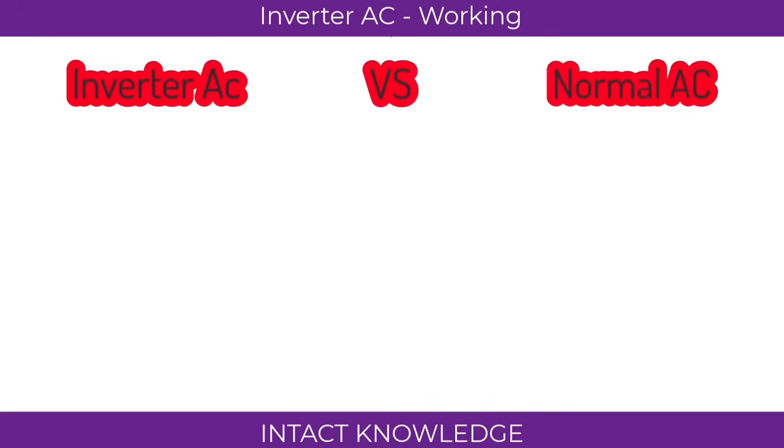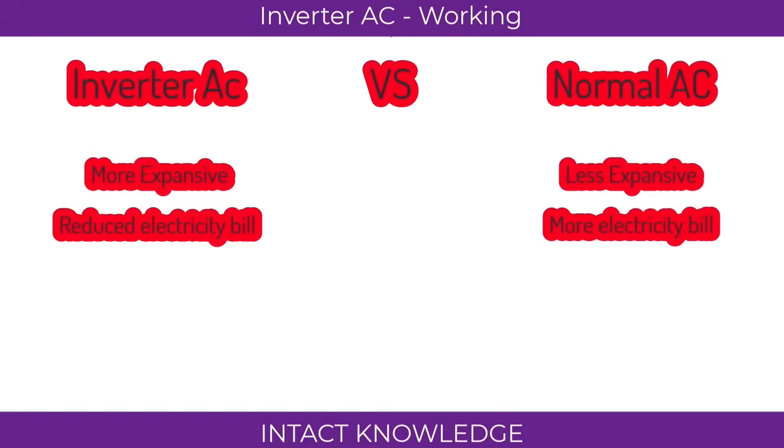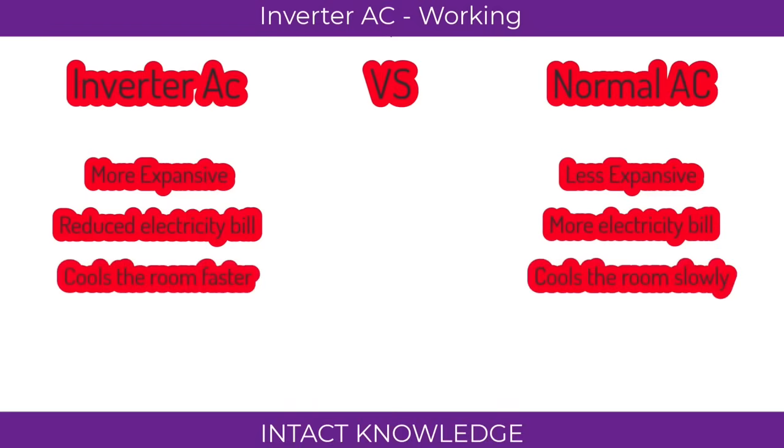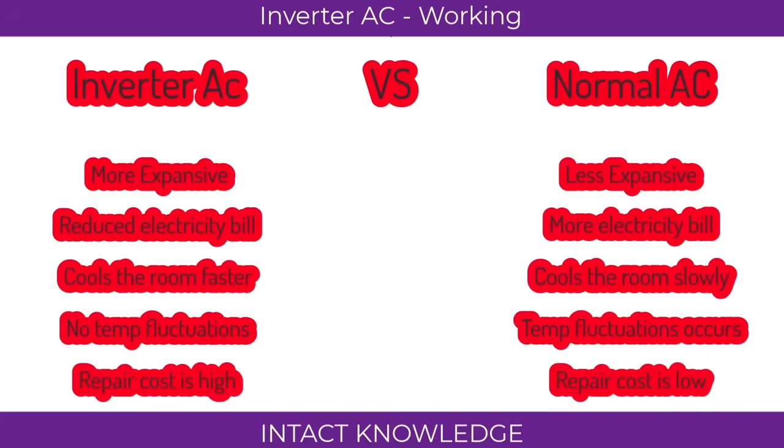Now, let's know the difference between normal AC and inverter AC. Inverter AC is more expensive than normal AC. The electricity bill can be reduced by up to 40% in inverter AC compared to normal AC. Inverter AC cools the room faster than normal AC. Temperature fluctuation occurs only occasionally in inverter AC. Temperature fluctuation occurs frequently in normal AC. Inverter AC repair cost is higher than normal AC. So, I hope, through this video, you know what inverter AC is and how it works.